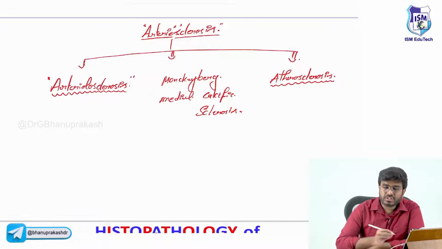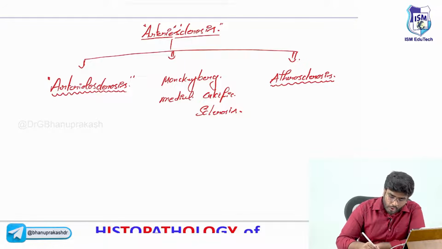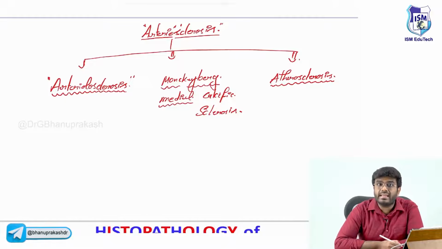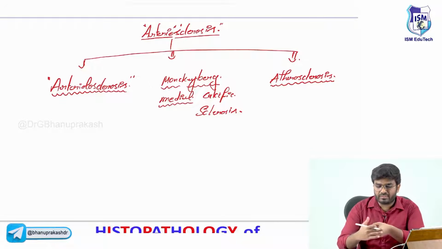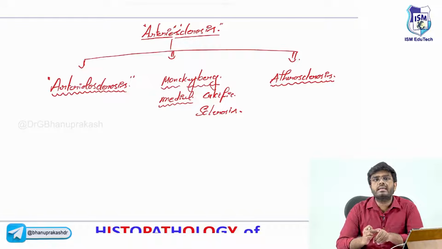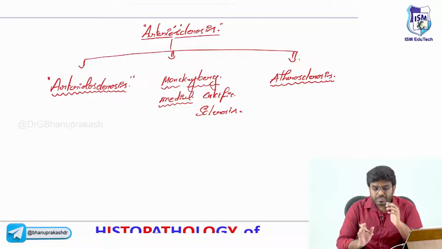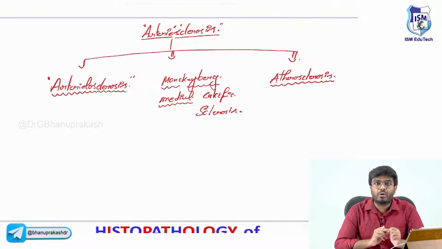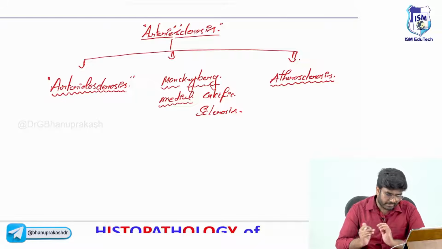In Monckeberg medial calcific sclerosis, see in the name itself, it's the media, the tunica media in the blood vessels. The blood vessels are made up of three layers: tunica intima, tunica media, and tunica adventitia. The tunica media is getting calcified. Because of that, the blood vessels are getting hardened. We will discuss that. So anyway, arteriolosclerosis, Monckeberg medial calcific sclerosis, and atherosclerosis, we will discuss them one by one.